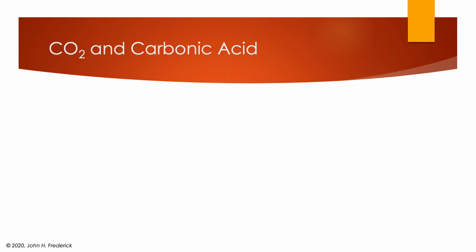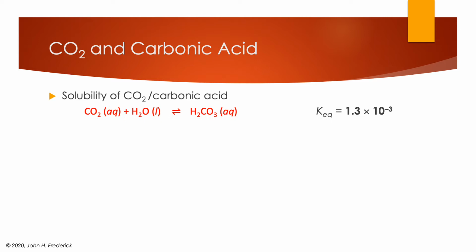So let's first learn a little bit about the chemistry of carbon dioxide, and we'll go through this relatively quickly so we can talk about the fun stuff. So the solubility of carbon dioxide forms carbonic acid in water. It goes by this sort of chemical equation. The carbon dioxide dissolves in water to form an aqueous solution of it, combines with the water to form carbonic acid. And this has an equilibrium constant of 1.3 times 10 to the minus 3.